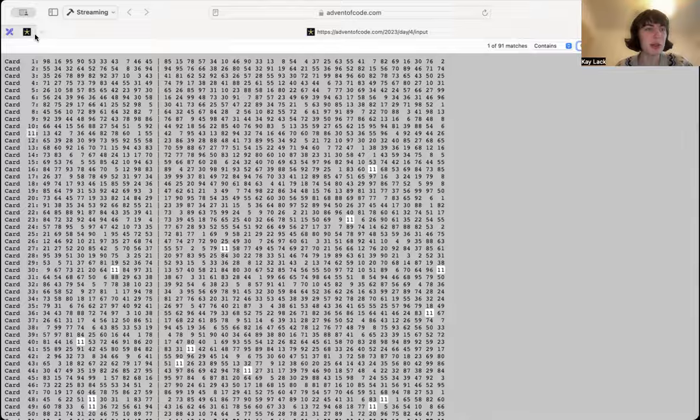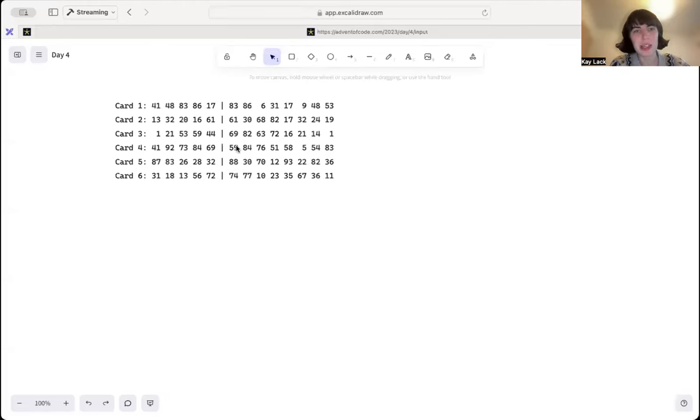Anyway, there could be some duplicates. We don't want to assume there's no duplicates. And if there are duplicates here, they should count. So if, let's say, there were two 41s in here, we should count that as a one and then a two to double it. I think. We'll see. The parsing shouldn't be too difficult.